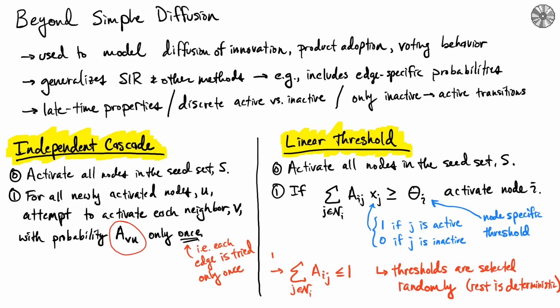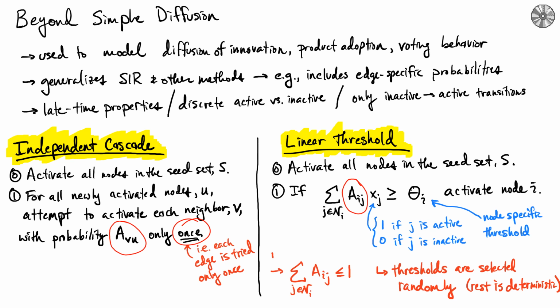And this notion, again, this A_ij encodes some weights in order to inform how you sum up the neighbors. These are weights that represent how each node affects each other. It's a threshold on your neighborhood that determines whether you become active. And now you can try this process over and over again. There isn't this same notion that each edge is only tried once.